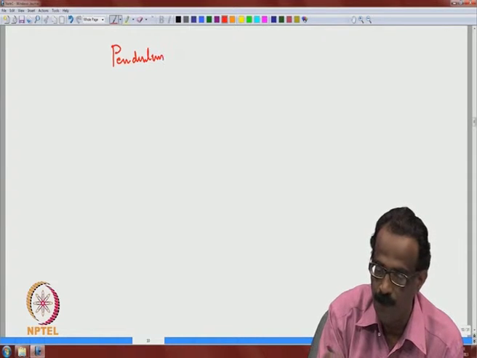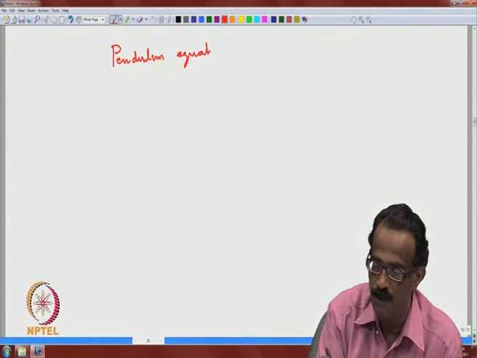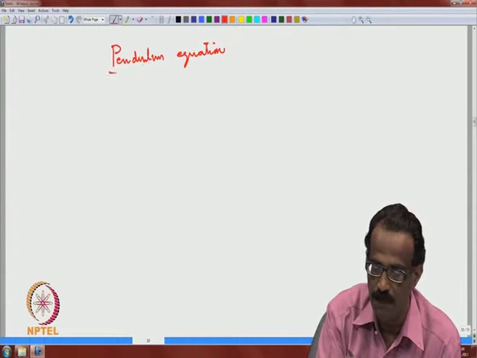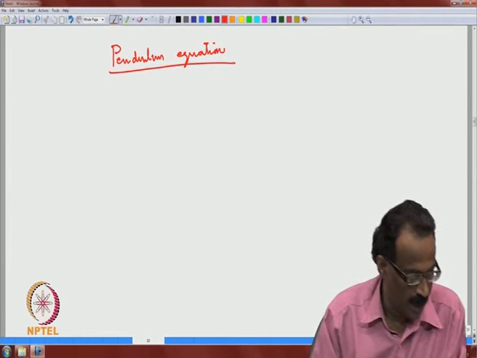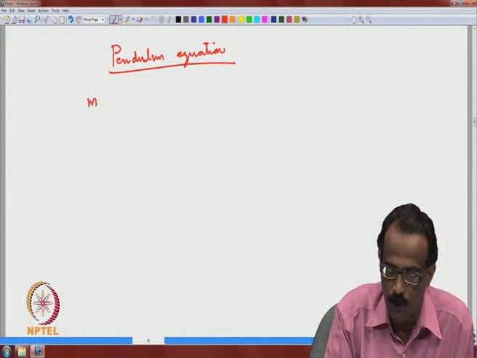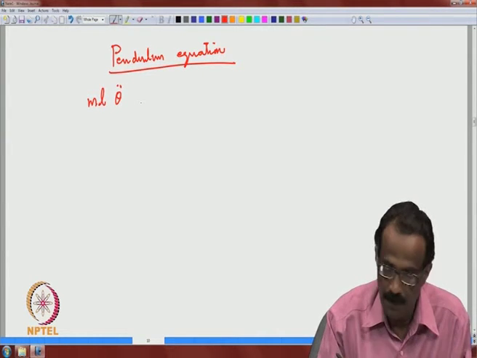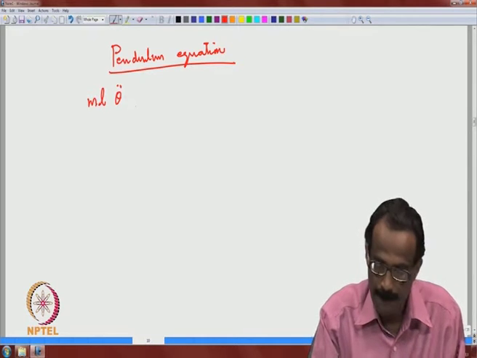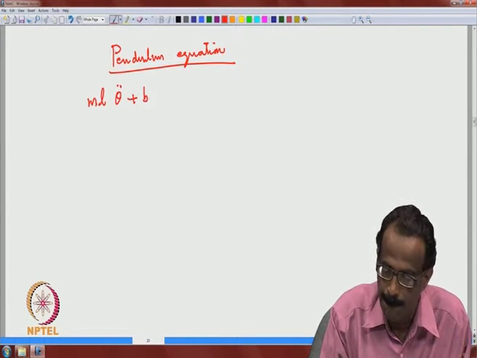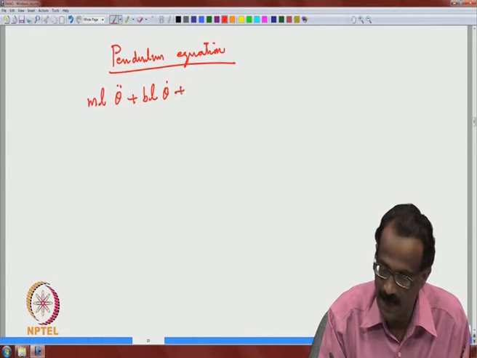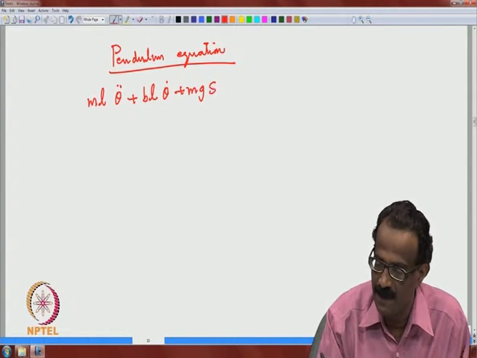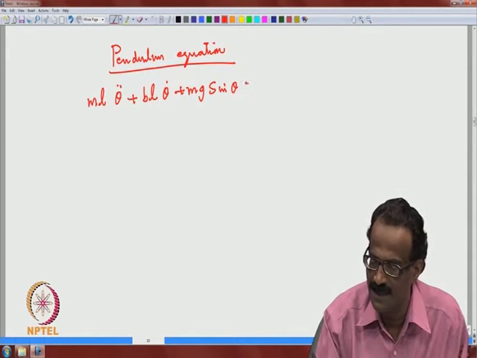Pendulum equation. You may also see a pendulum equation, and it looks more complicated. Let me write it in a slightly general way: m l theta double dot plus b l theta dot plus m g sin theta equals 0. It is a standard pendulum.